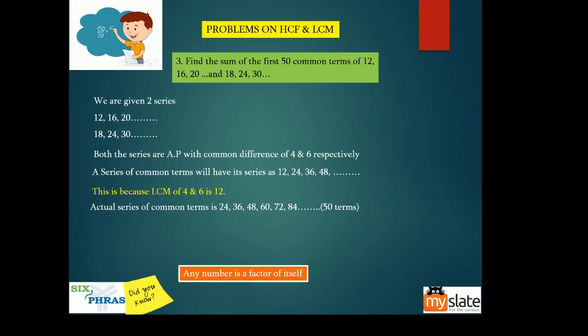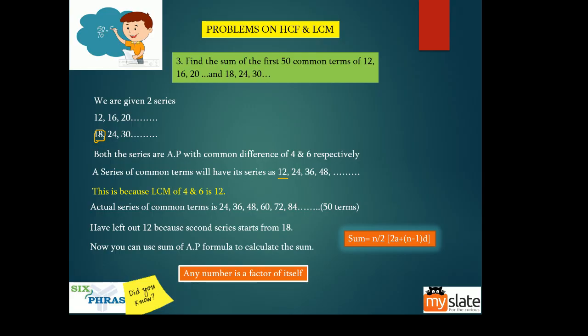Actual series of common terms starts at 24. Because guys, you cannot start with 12. What is the reason? Because the second series starts with 18. So you cannot have this 12. So the actual series of common terms starts at 24. We have left out 12 because the second series starts from 18. Now you can use the sum of AP formula to calculate the sum. So this is the formula. In progressions, you will understand this clearly.